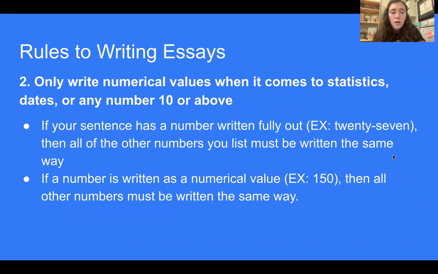Okay. Only write in numerical values when it comes to statistics or any number 10 or above. So for example, if your sentence has a number written fully out, example 27, then all of the other numbers you list must be written in the same way. Okay, so another example, if you write it as 150, then all the numbers you list after that have to be listed as a number. Okay, so if you write it first, you have to write all the numbers after that. If you just put the numbers there, you have to put all the numbers after that. If that makes sense.